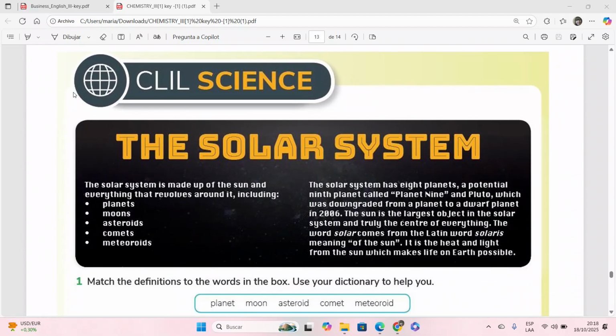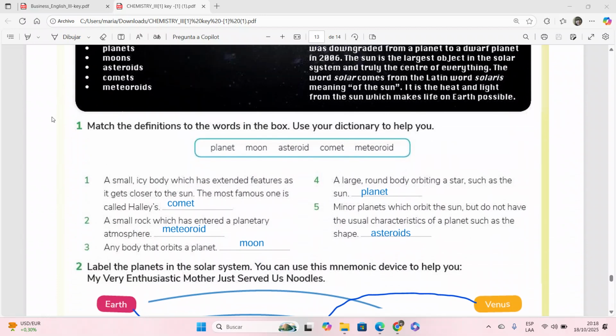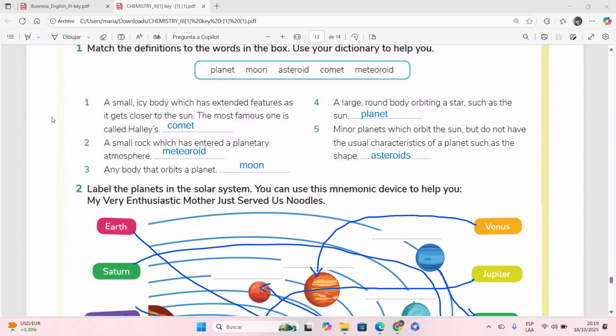Click Science. The solar system. Match the definitions with the words in the box. 1. A small icy body which develops tails as it gets closer to the sun. The most famous one is called Halley's Comet.